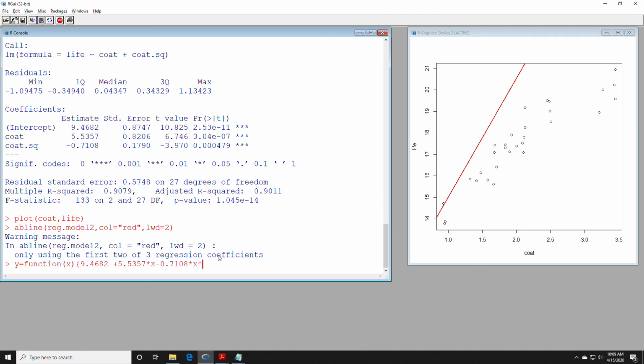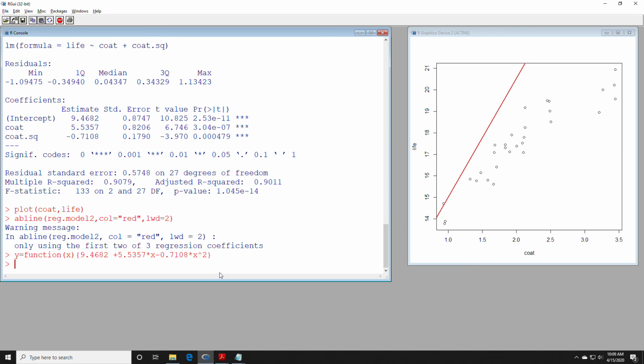times x squared, right? This is our fitted regression equation. This is how we get that regression line. In this case, it's a curve because we have a squared term. These are all hats, estimates: beta naught hat plus beta 1 hat times x plus, happens to be a negative, beta 2 hat times x squared. Okay, that is our regression equation.